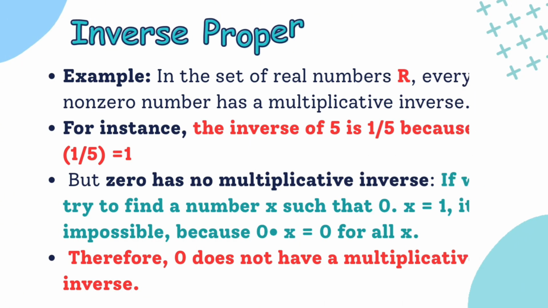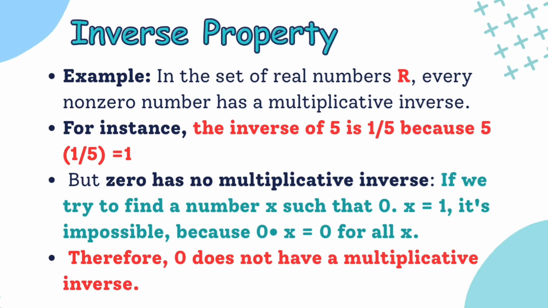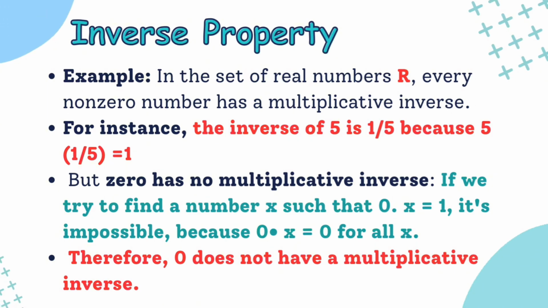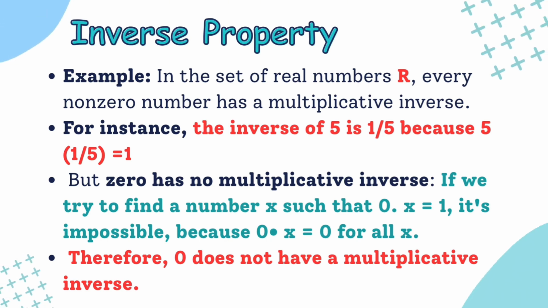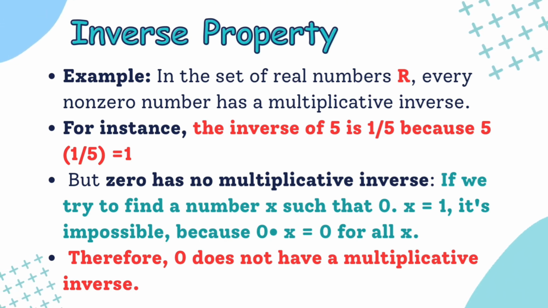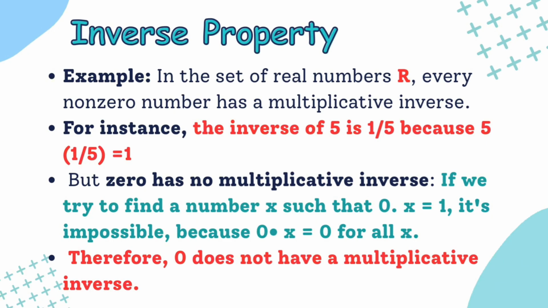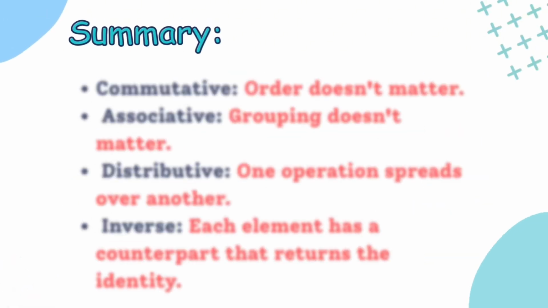Let us dive deeper. For example, in the set of real numbers R, every non-zero number has a multiplicative inverse. For instance, the inverse of 5 is 1 over 5 because 5 times 1 over 5 is equal to 1. But 0 has no multiplicative inverse. If we try to find a number x such that 0 times x equals 1, it's impossible because 0 times x is equal to 0 for all x. Therefore, 0 does not have a multiplicative inverse. To easily understand it, here are the keywords.